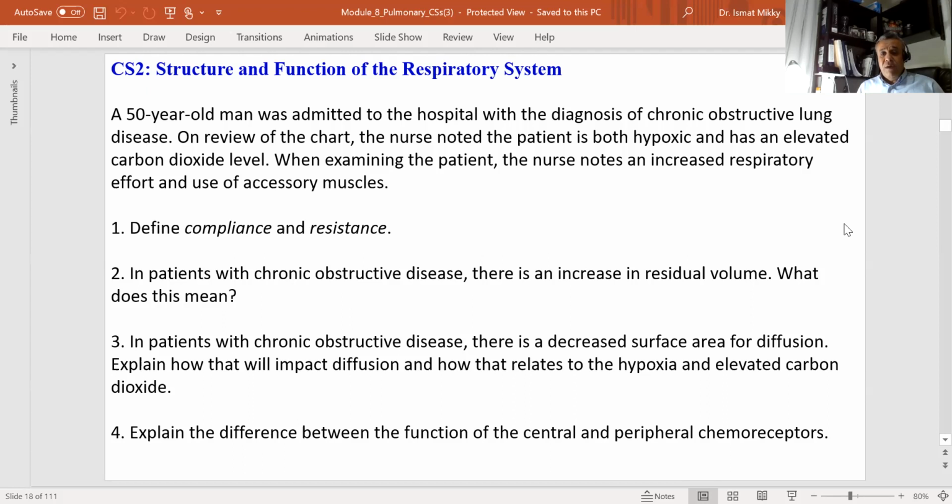Number three, in patients with COPD, there's a decreased surface area for diffusion. So how will that impact diffusion, and how will that relate to the hypoxia and elevated CO2? We have to remember that diffusion is impacted by surface area, concentration difference, and movement of the particles to be diffused.